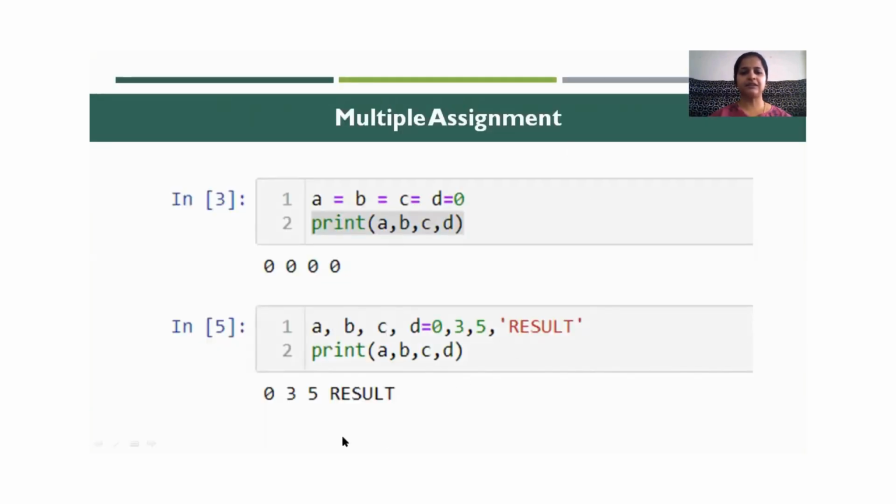In Python, even this is allowed: A, B, C, D equals 0, 3, 5 and the string result. This 0 is for A, this 3 is for B, 5 is for C, and the string result is for D. I am printing this, you can see 0, 3, 5 and result. I hope the variables and identifiers are clear now.